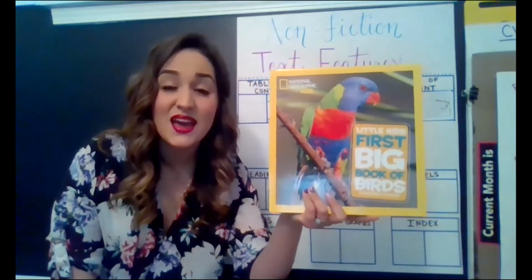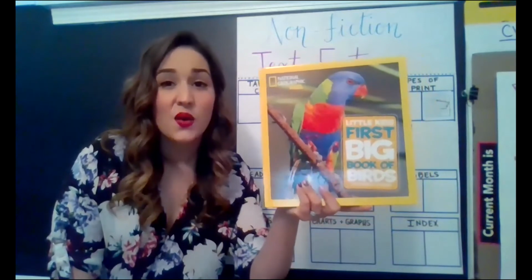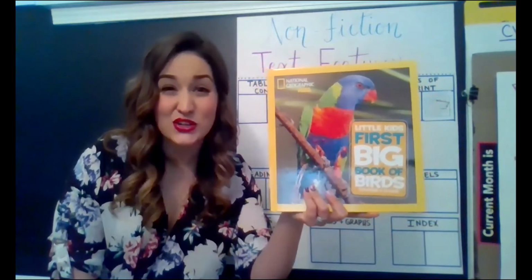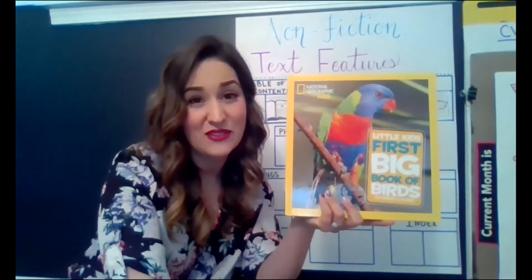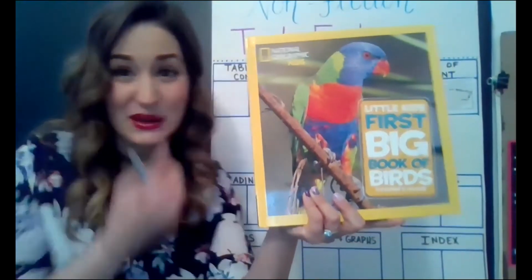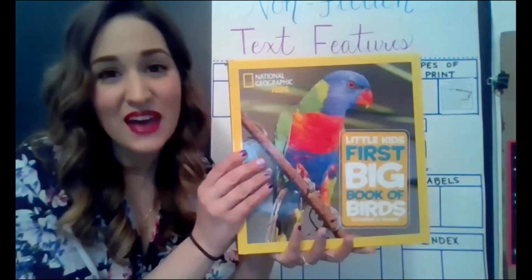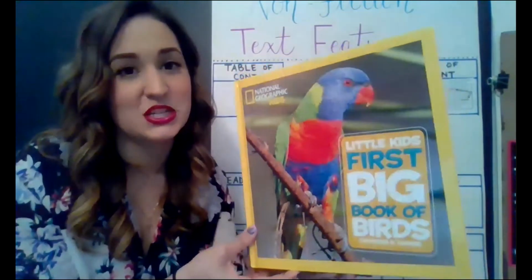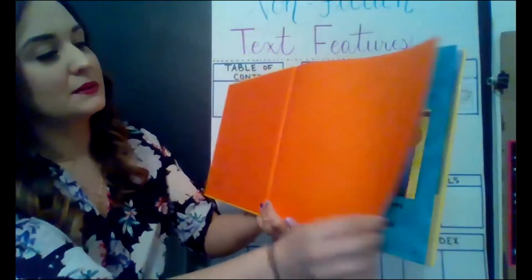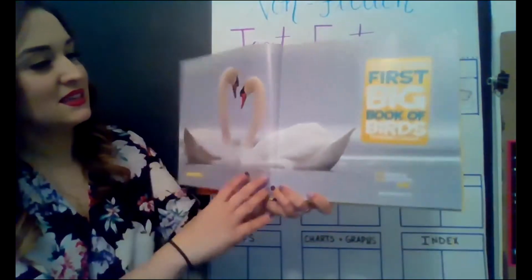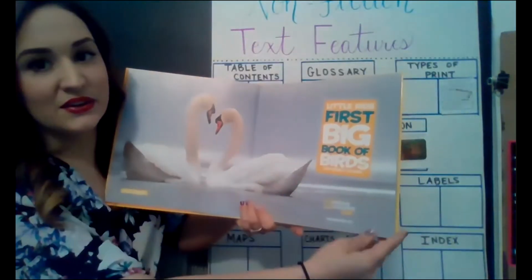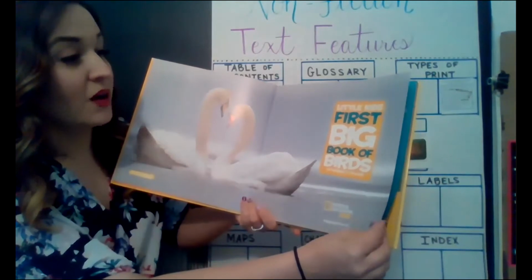So we're going to dig into this book together and we're going to look at some of the text features that the author uses to help organize his writing. These text features help us to better understand what the author is trying to teach us about birds. So I'm going to zoom you in really close so you can see my book a little bit better. Okay, so let's go ahead and get started and look at the first couple pages. When I open up my book, I see a wonderful photograph and my introduction page, Little Kids' First Book of Birds.